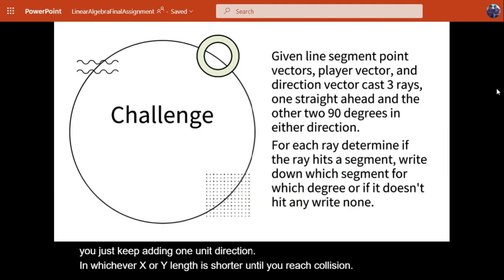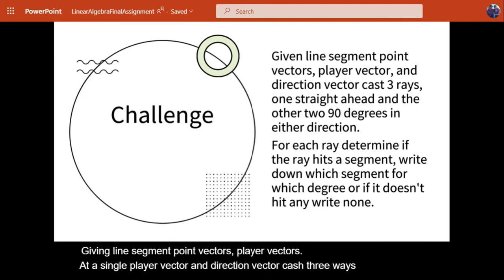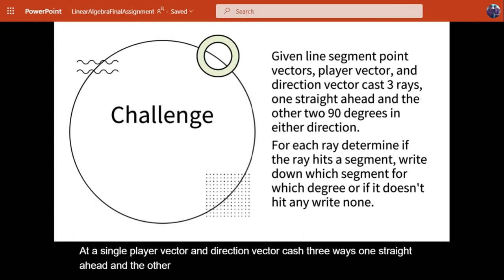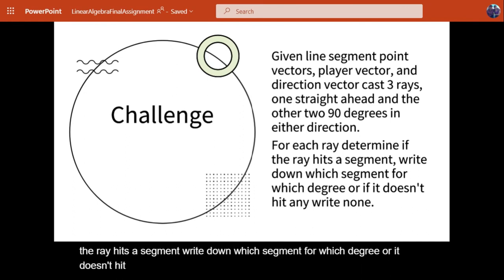Given line segment point vectors, a player vector, and a direction vector, cast 3 rays: one straight ahead and the other 2 at 90 degrees in either direction. For each ray, determine if the ray hits a segment and write down which segment for which degree, or if it doesn't hit any, write none.